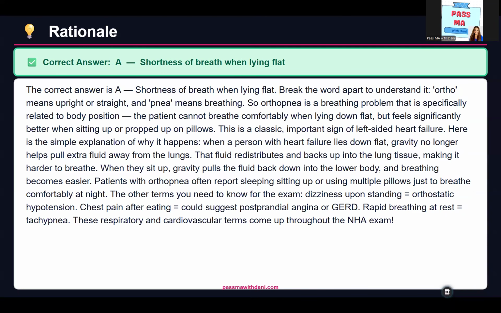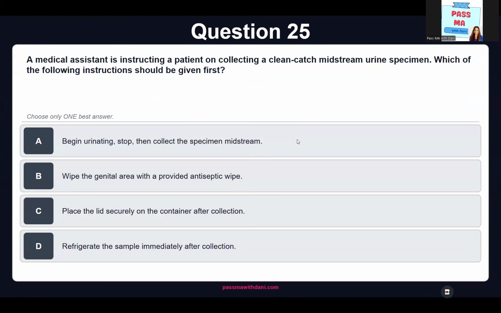So if you kind of break the word apart, ortho means upright or straight. Pnea means breathing, right? So orthopnea is a breathing problem that is specifically related to body position. The patient cannot breathe comfortably when lying flat, but it more than likely feels significantly better when they're sitting up or propped on a pillow. All right, question number 25.